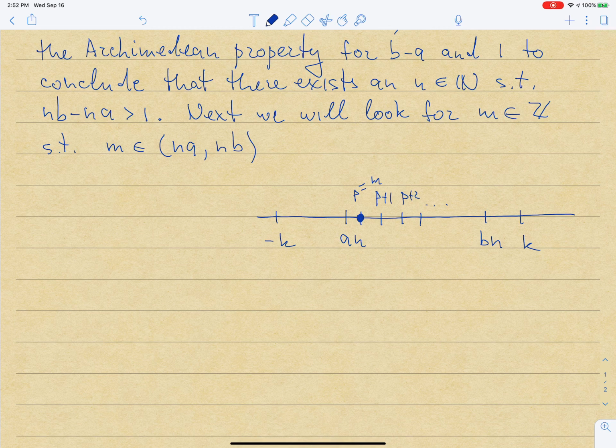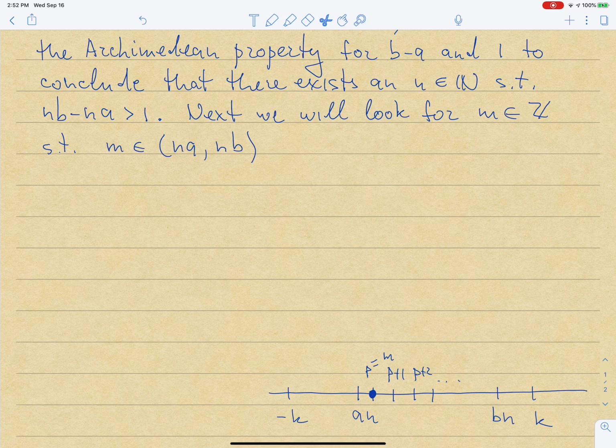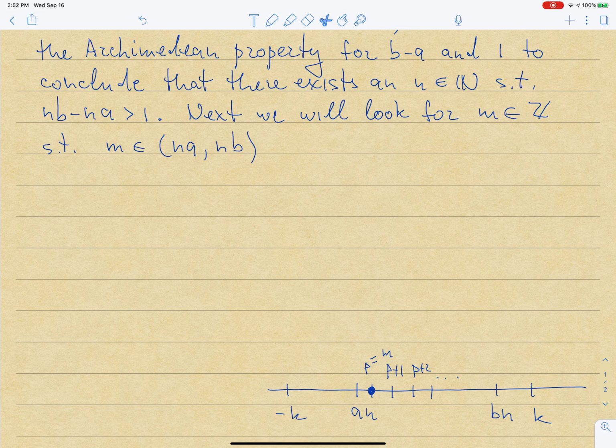And we just have to demonstrate. So m is going to be by default greater than an because it's the smallest integer larger than an. And then we will demonstrate by using the fact that bn minus an is greater than 1 that this integer also must be less than bn. Okay, so with this in mind, let me move this picture down here. Let's try to actually write this down.